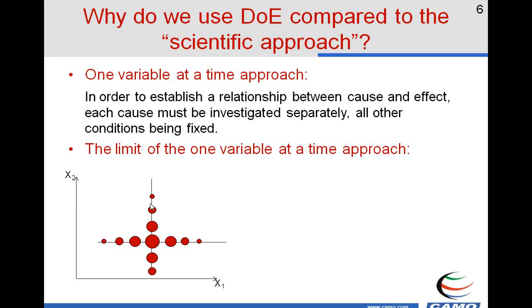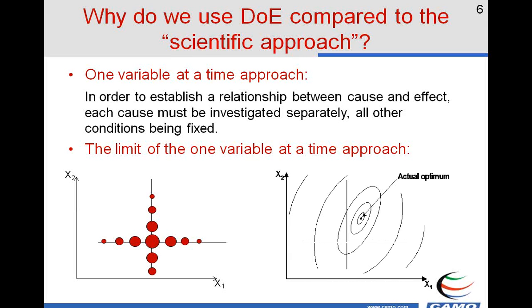But if not, if I was finding something best here, I will have to fix x2 to this value again and vary x1 again. So it can take a lot of time, and you never know how many experiments you are going to do in the end. Also, the problem is that you might not find the actual optimum. So here you found a local optimum.